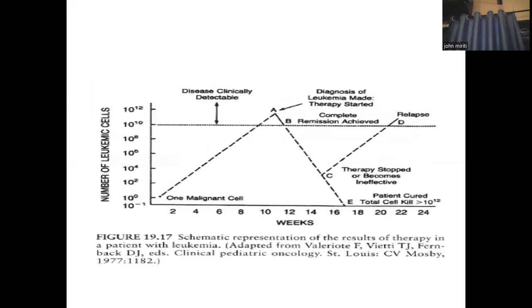Now this one is the presentation of the results of therapy in a patient with leukemia. This one was adopted from Russia. You can see the disease is clinically undetectable with malignant cells present. Then with the progression, you can see the diagnosis of the leukemia started. The disease was detected on the 10th week, that is the time the disease was diagnosed.